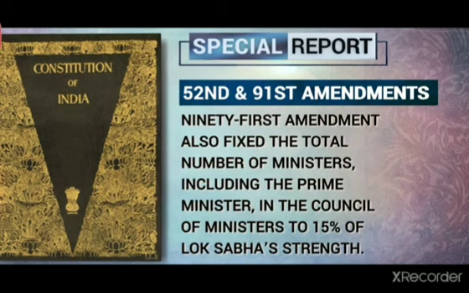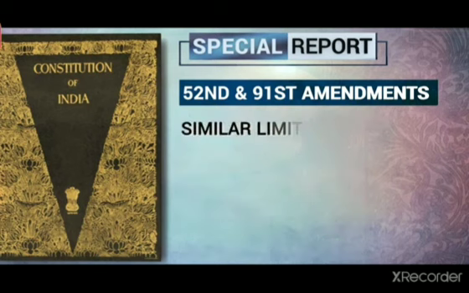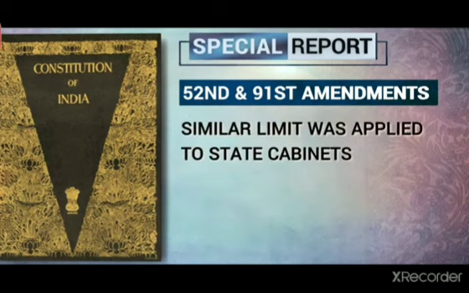The 91st Amendment also fixed the total number of ministers, including the Prime Minister, in the Council of Ministers to 15% of Lok Sabha strength. A similar limit was applied to state cabinets as well.